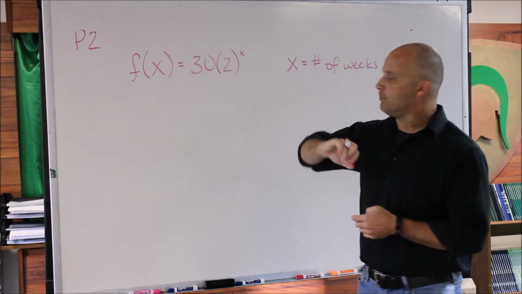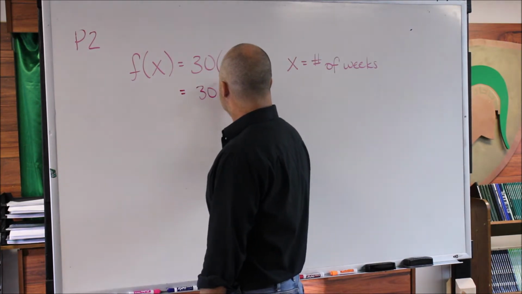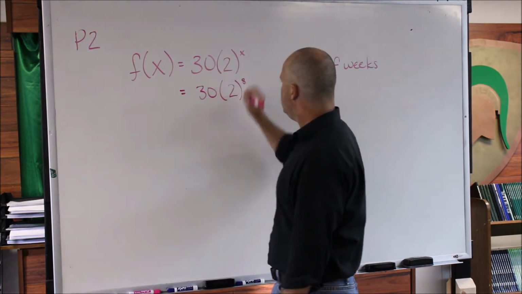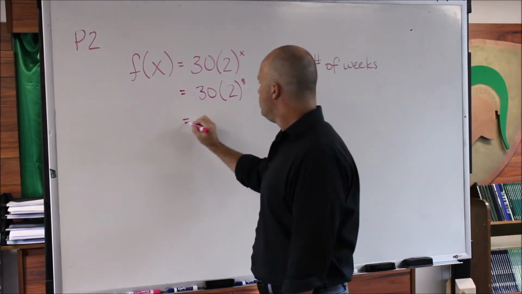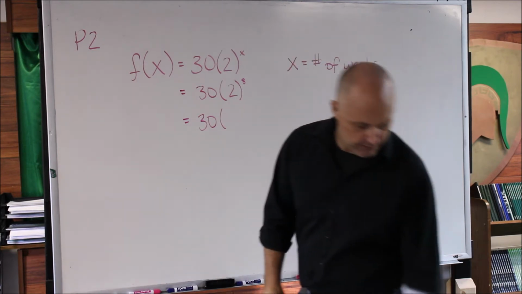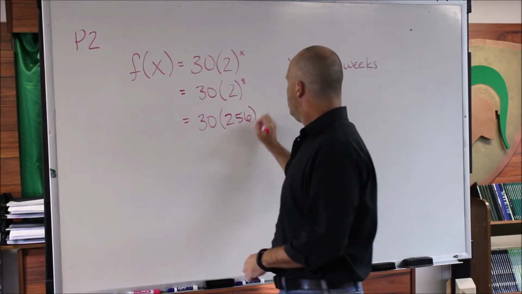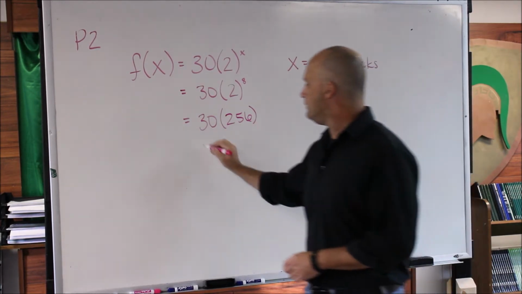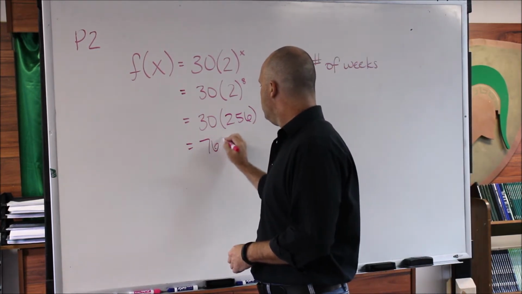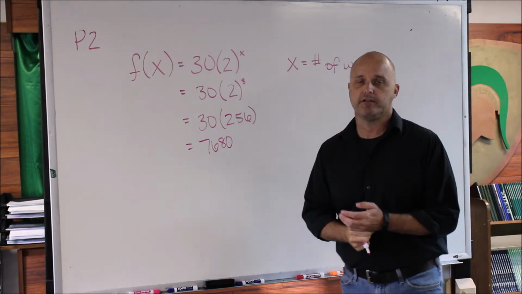So we're going to plug in 8 for x. That's going to give us 30 times 2 to the 8th. And then 2 to the 8th is going to give us 256. So if we multiply 30 times 256, we're going to get 7,680. So after 8 weeks, there will be 7,680 beetles.